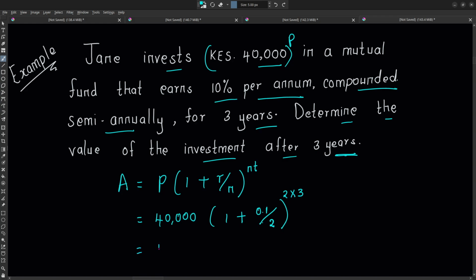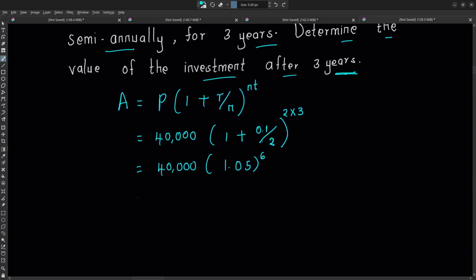So here we are going to have 40,000 times (1 + 0.1 divided by 2). 0.1 divided by 2 is 0.05. Then 0.05 plus 1 is going to be 1.05. And then we are raising this to power 6 because 3 times 2 is 6. So we are going to have 40,000 multiplied by 1.05 raised to power 6, which is basically 1.3401.